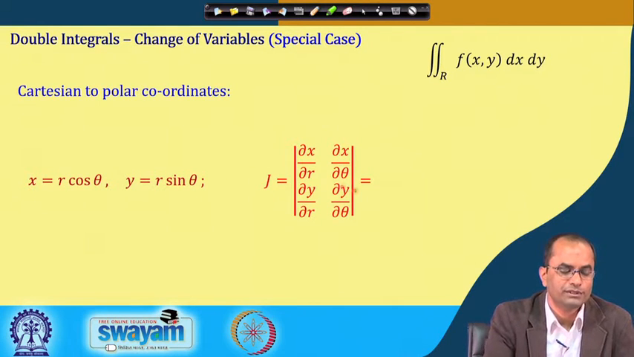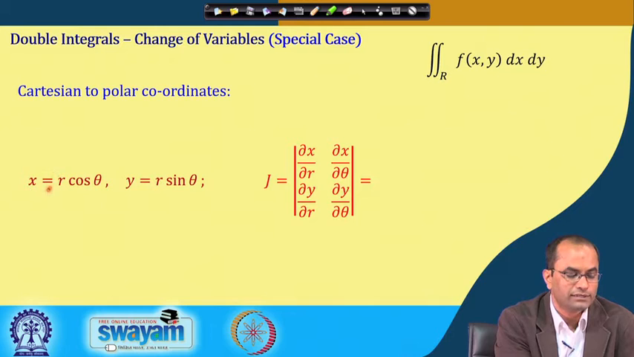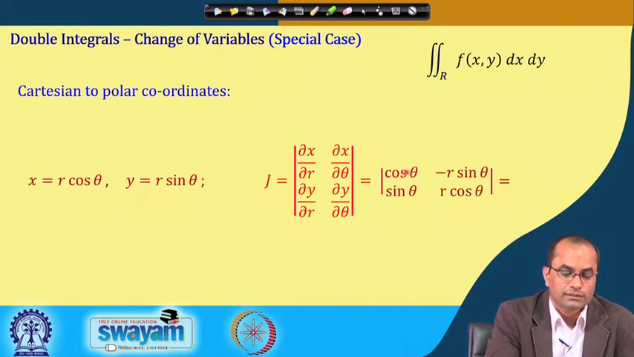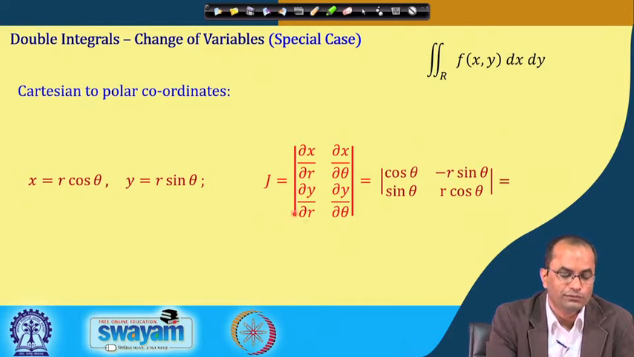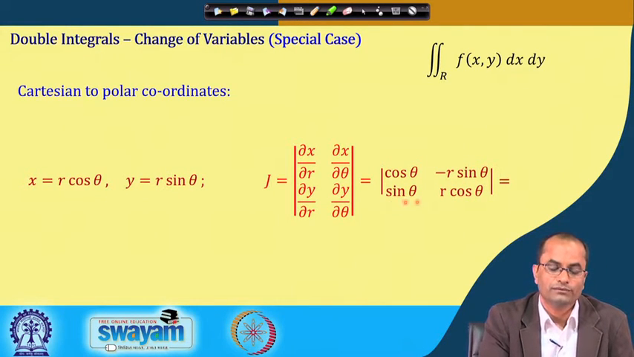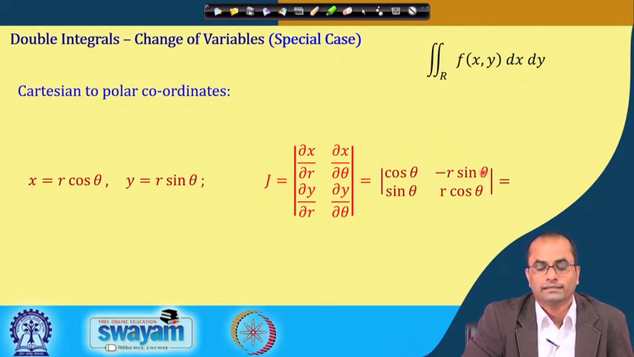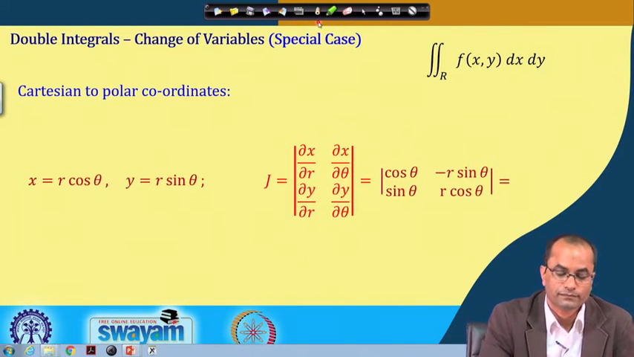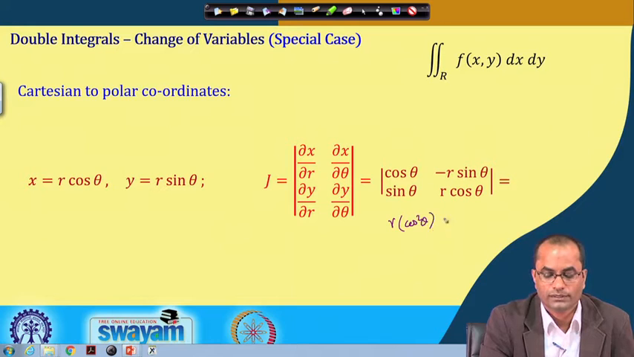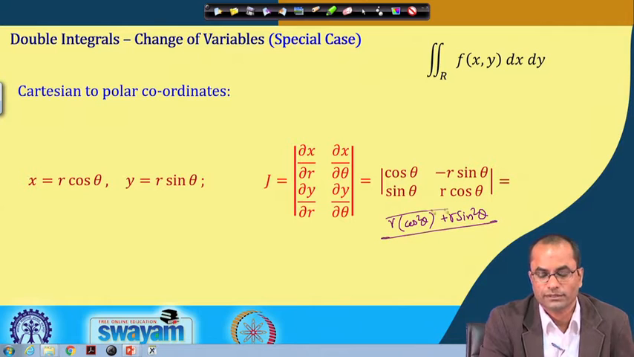If we compute this Jacobian here, del x over del r will be cos theta, and del x over del theta will be minus r sin theta. Here del y over del r will become sin theta, and del y over del theta will become r cos theta. And now the value of this determinant will be r cos square theta plus r sin square theta, and when we take r common, this is nothing but r.